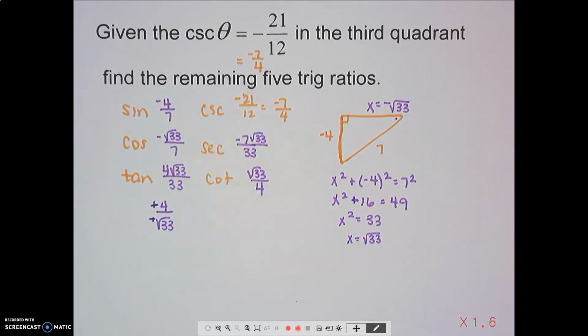Okay, so it is going to give you one trig ratio. It's going to tell you what quadrant it's in, and you're finding the other 5. So you're going to draw the picture, you're going to find the third side, and then work on finding those trig ratios using SOHCAHTOA. And that's it.